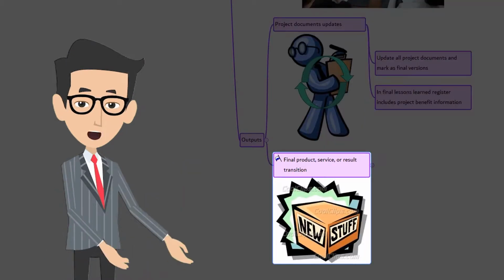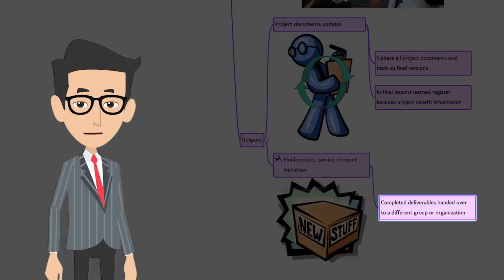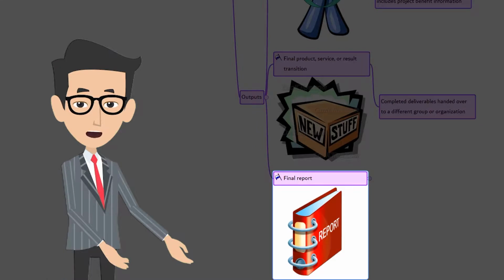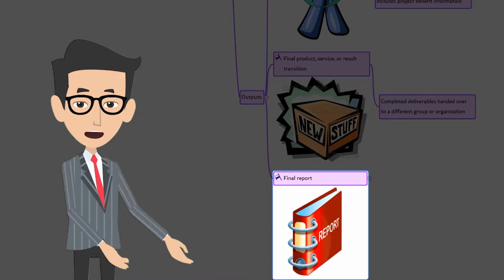The next one is final product, service, or results transition. The product, service, or result once delivered by the project may be handed over to a different group or organization where they will operate, maintain, and support it throughout its life cycle. The next output is final report. Here we are talking about achievement of various project objectives. Let's quickly look at them.